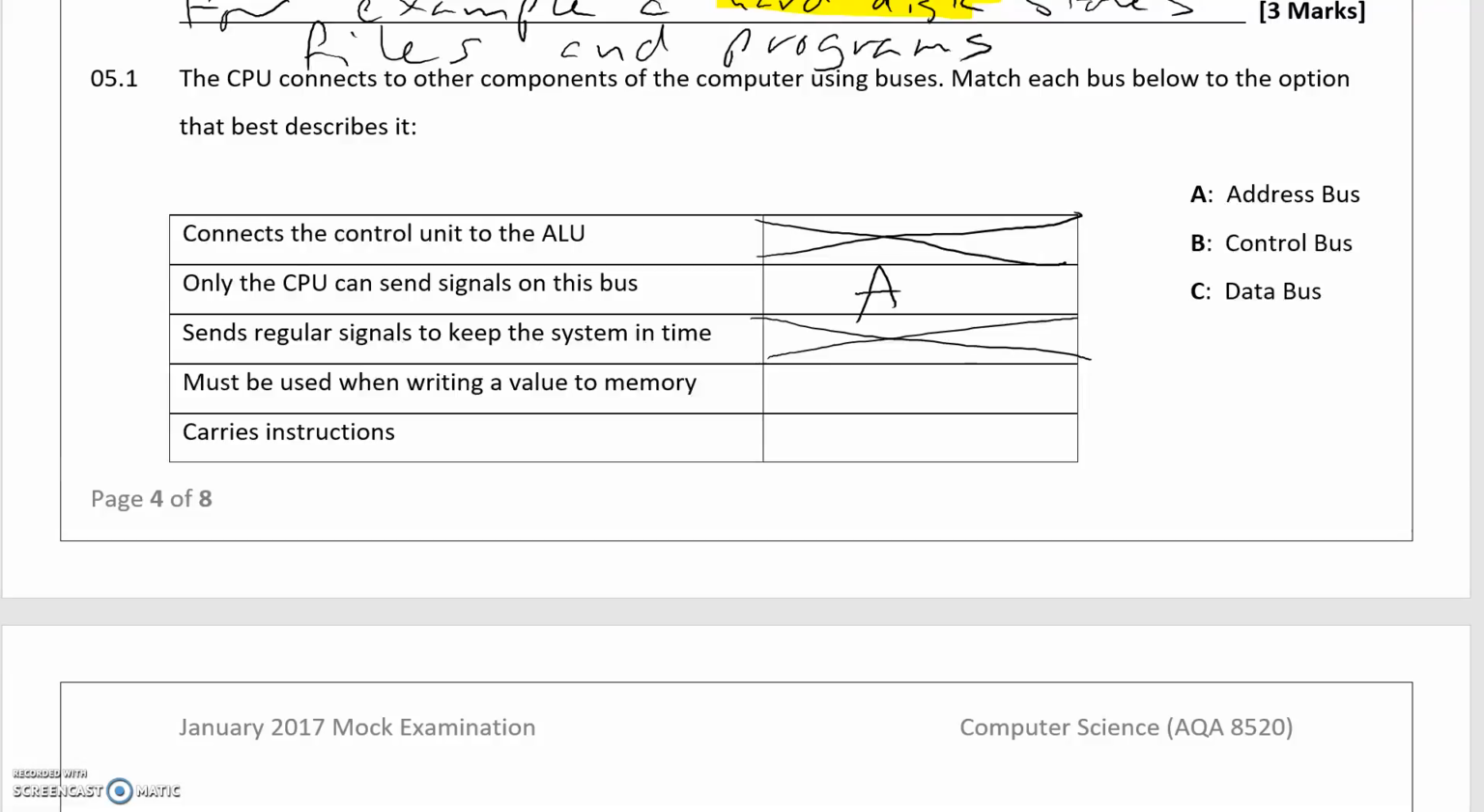Both of the remaining buses must be used when writing a value to memory, but the more specific answer is we must use the data bus when writing. When reading, we don't need to use the data bus. So this would be C, and then carries instructions would be the control bus, B. So I was expecting this one and this one to be left blank. A lot of people put answers in, and I just ignored those this time round. But in the real exam, if it asks you to match these into the option that best describes it, note it says the option, not options, then you have to really think about that and do exactly what the question asks you to do.